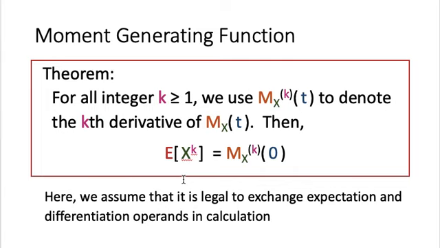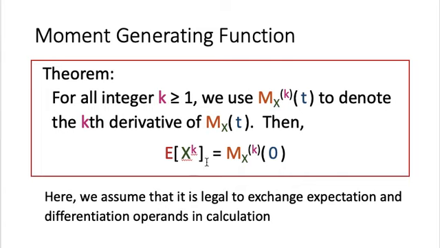For the assumption, we will need a slight assumption that in the process of deriving this theorem, we can exchange the expectation and differentiation operations in the calculation. We will see soon what this means. This assumption is not generally true, but for all the random variables that we are studying in this class, this assumption is valid. In the next page, we are going to show the proof of this theorem.